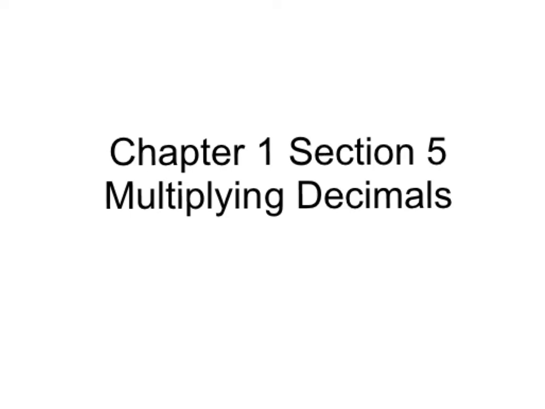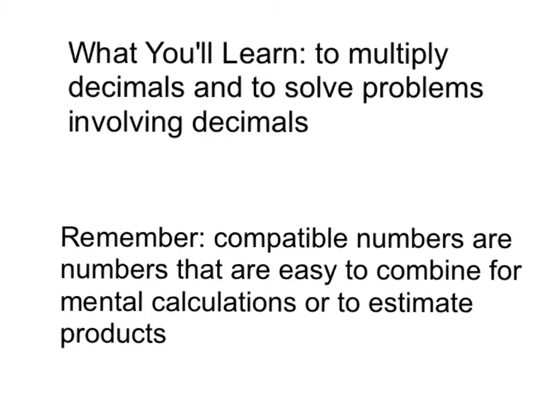This is our fifth video for Chapter 1. This is Chapter 1, Section 5, Multiplying Decimals. What you'll learn in this video is to multiply decimals and to solve problems involving decimals. And remember, compatible numbers are numbers that are easy to combine for mental calculations or to estimate products.